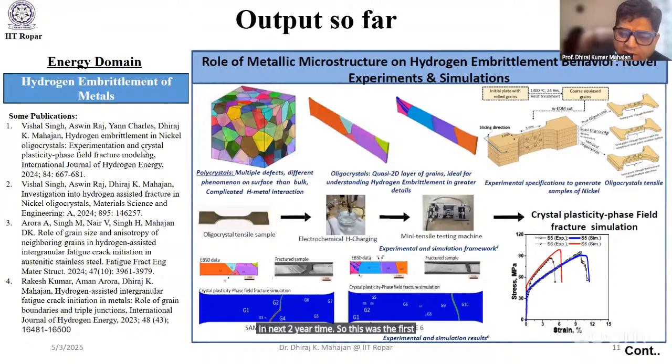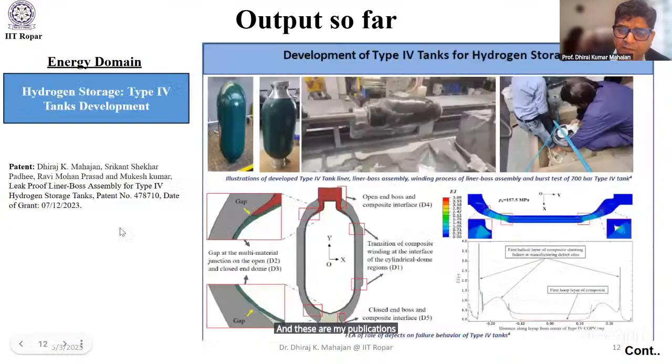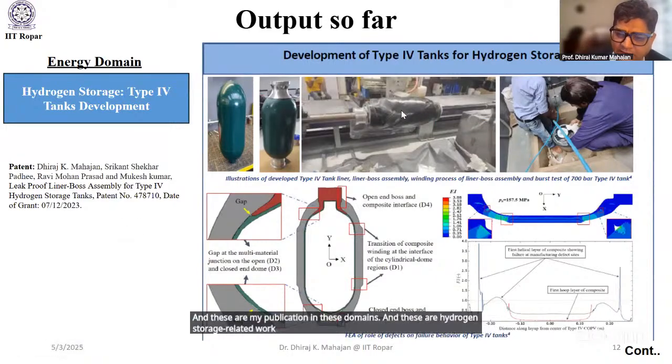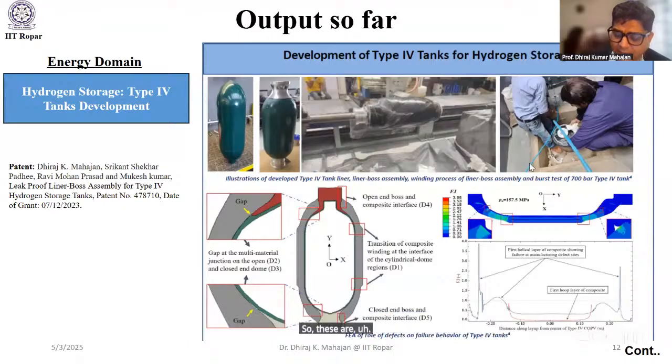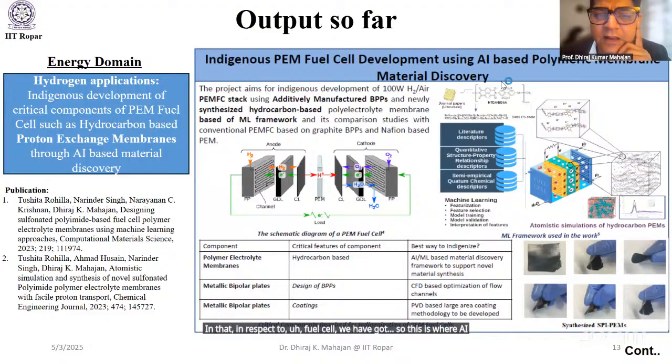And the second output in the energy domain, so we have a great understanding in hydrogen, how hydrogen creates a problem with metals, and these are my publications in these domains. And these are hydrogen storage related work we have done, high pressure hydrogen storage. So this has led to a patent. And with respect to fuel cell, this is where AI and machine learning we have used for material discovery.